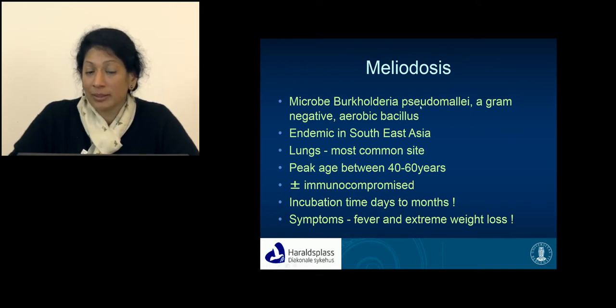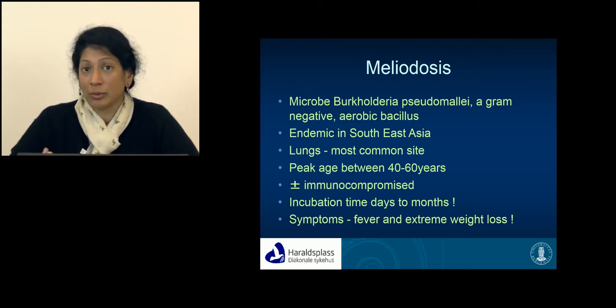It's a gram-negative aerobic bacillus. It's endemic in Southeast Asia, and the most common site is the lungs. The peak age is between 40 and 60 years of age. It may or may not affect people who are immunocompromised, but the odd thing about it is that the incubation time lasts from days to months. So he had contracted it when he had visited his family 6 months earlier, and the symptoms are fever and extreme weight loss.